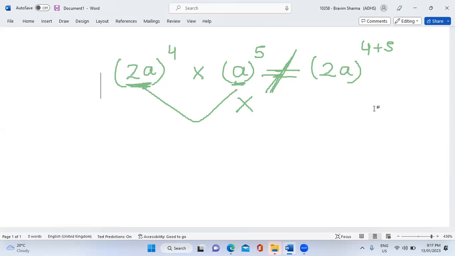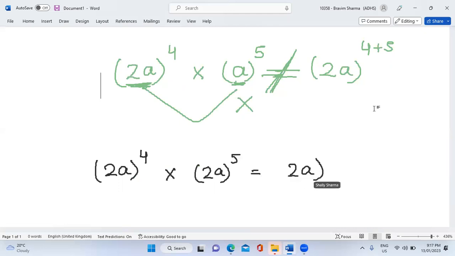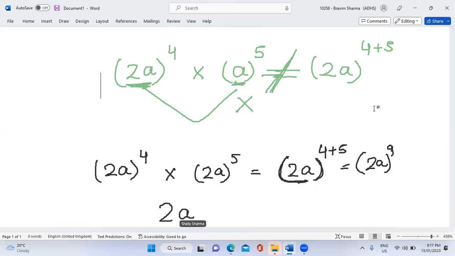So if we have a question 2a raised to the power of 4 times 2a raised to the power of 5, here definitely we can write it as 2a raised to the power of 4 plus 5, which is 2a raised to the power of 9. Because we have two terms here in multiplication, 2 and a, if you know algebra, you have to keep it in brackets. Because if you write 2a without brackets and then 9, they are not equal. This is a very important point.